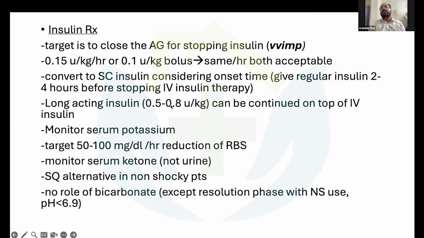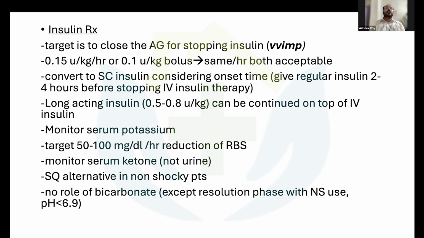Now, long-acting insulin, the dose varies. It's usually somewhere between 0.2 to 0.3 units per kg, maximum 0.5 to 0.8 can be given. This trick I'll tell you a bit later. Not so important, but you have to give some long-acting insulin. The important thing to remember is that long-acting insulin can be continued during DKA management.